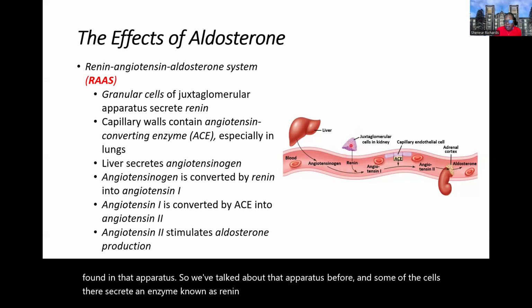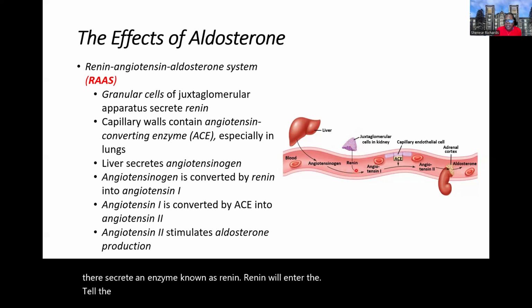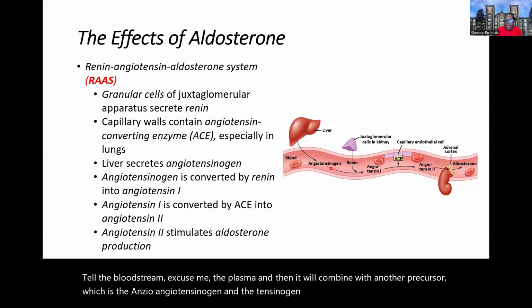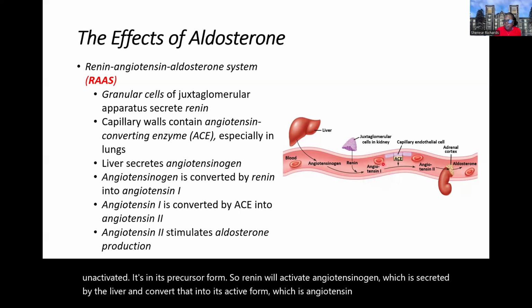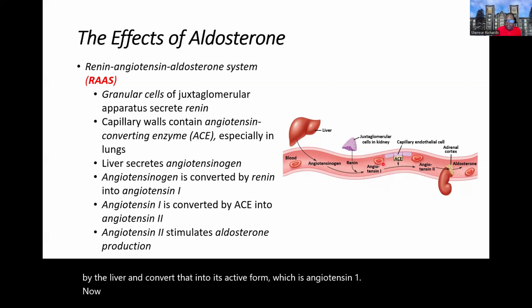Renin will enter the bloodstream, the plasma, and then it will combine with another precursor, which is angiotensinogen. And in angiotensinogen, the suffix gen tells us that it is unactivated. It's in its precursor form. So renin will activate angiotensinogen, which is secreted by the liver, and convert that into its active form, which is angiotensin 1.